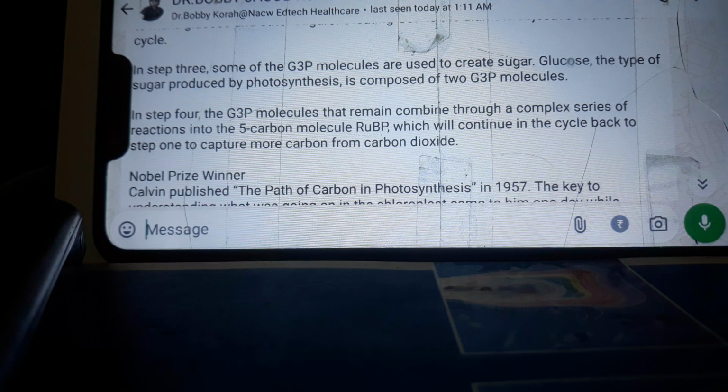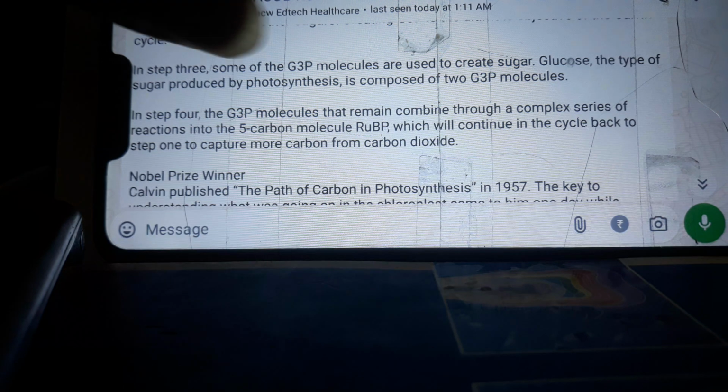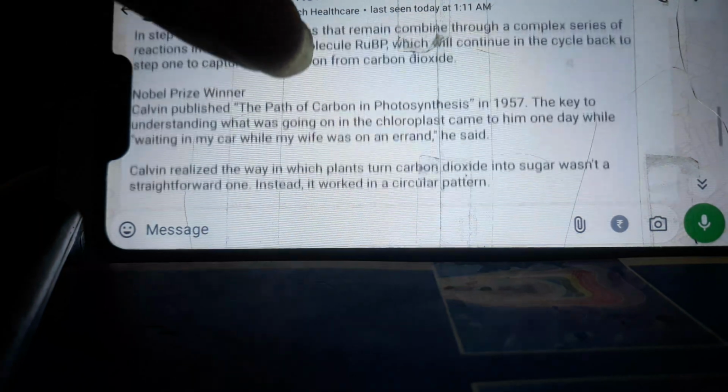In step 4, G3P molecules that remain are combined through a complex series of reactions into the 5-carbon molecule RuBP, which will continue in the cycle back to step 1 to capture more carbon from carbon dioxide.